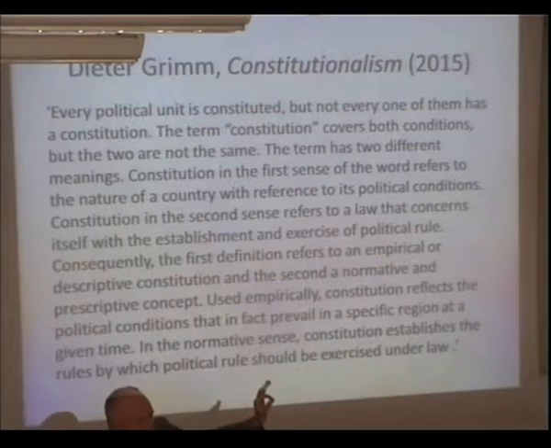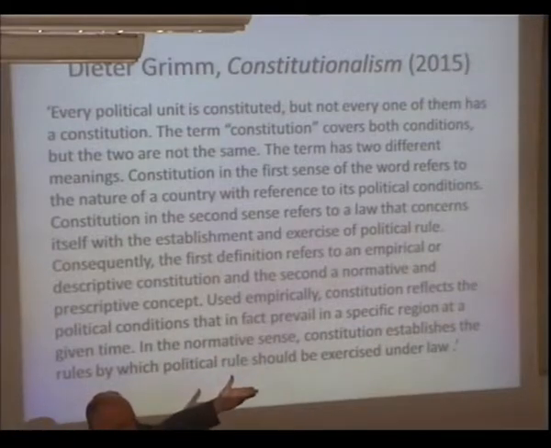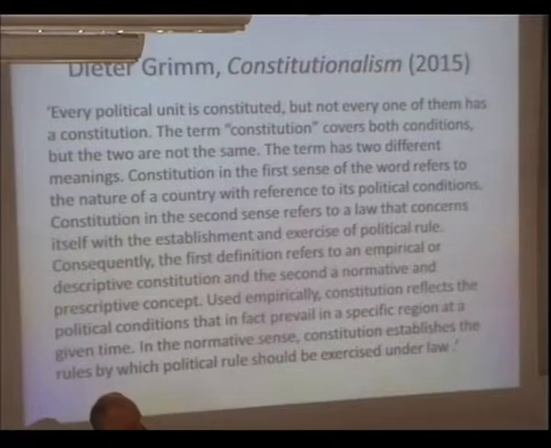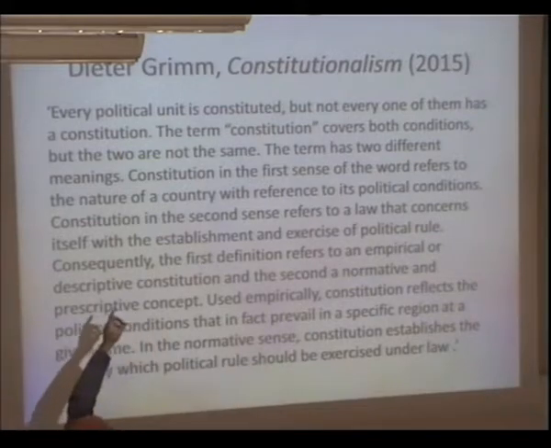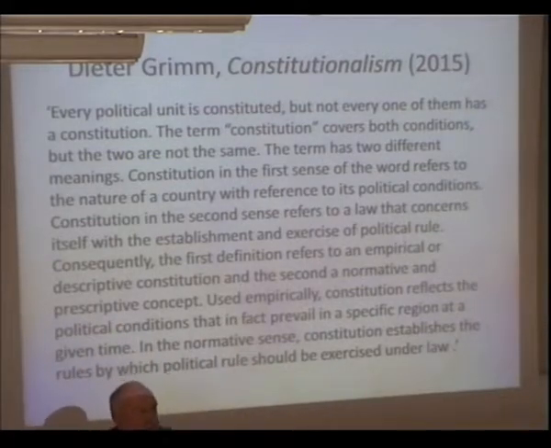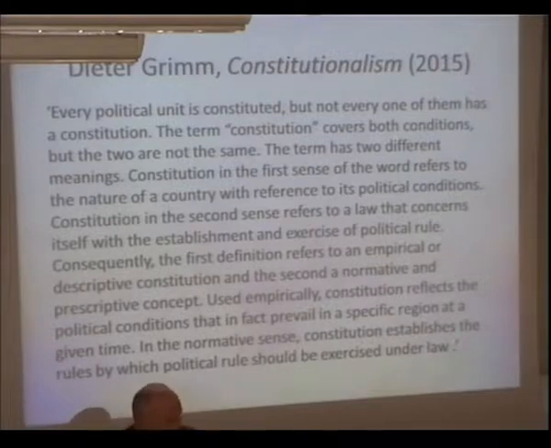The term constitution, he's saying, covers both elements, both the constitution of a unit and a made constitution. In the first sense of the word, he's saying it refers to the nature of a country with reference to its political conditions. In the second, it is a law. In the first sense, he's saying the constitution is simply a descriptive or an empirical phenomenon. This is how a country organizes itself politically. In the second sense of a constitution, it's a normative phenomenon.